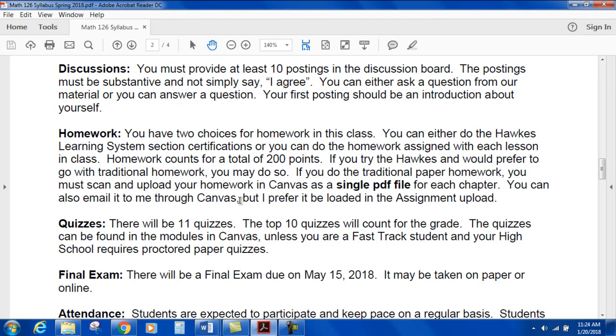If you do the traditional paperwork, you must scan and upload your homework in Canvas as a single PDF file for each chapter. You can also email it to me through Canvas, but I prefer it be uploaded in the assignment.